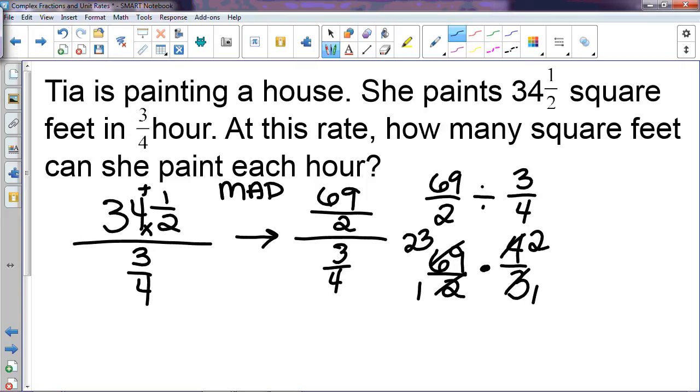Now that there's nothing else that I can simplify, I know that multiplying straight across is going to get me to my final answer. So 23 times 2 is going to give us 46, and 1 times 1 leaves us with 1. So what this is telling us, going back to the question, is that Tia can paint 46 square feet each hour.